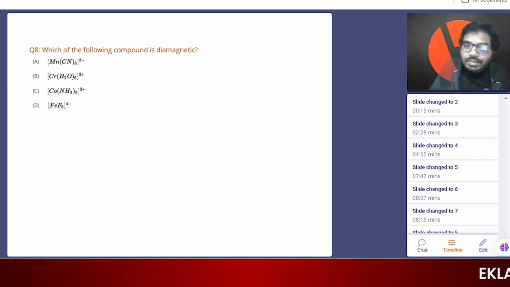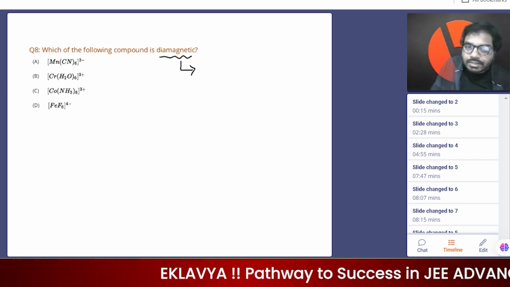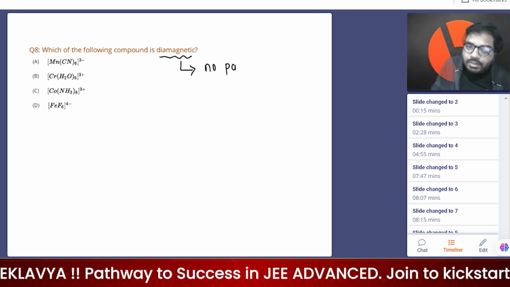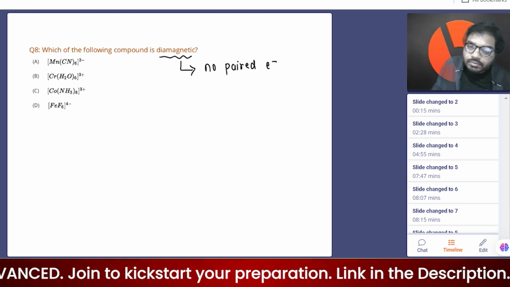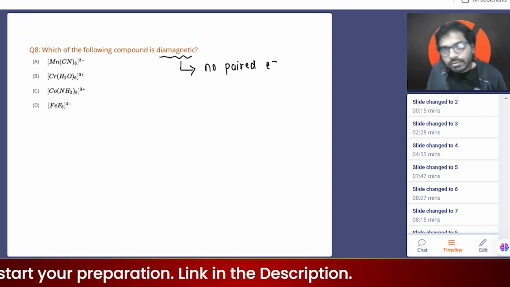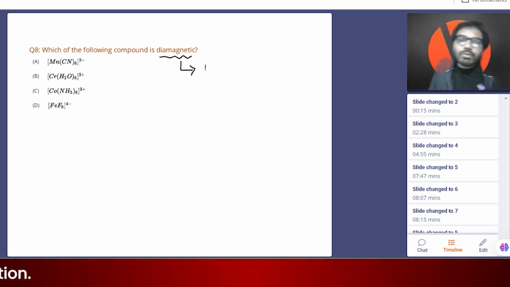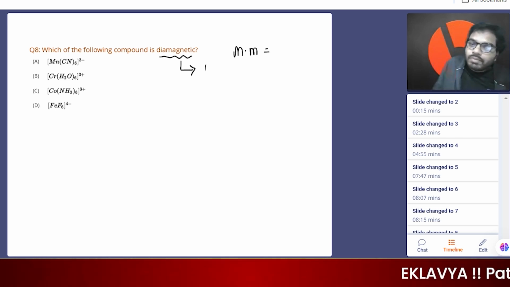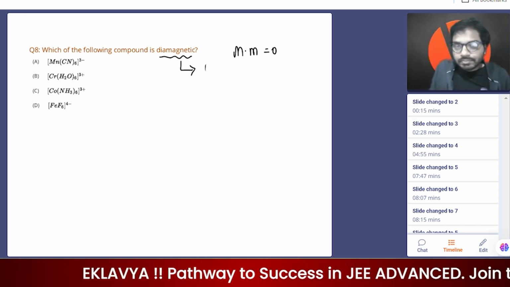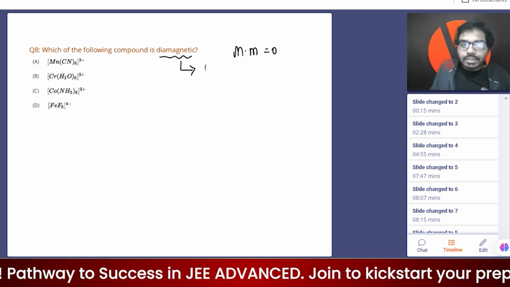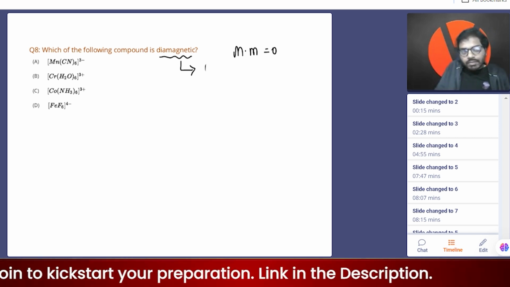So moving to the next question here, which of the following compounds is diamagnetic? What they are asking is diamagnetic, I mean, no unpaired electron. When there is no unpaired electron, all paired electrons are present, or we can say the magnetic moment is equal to 0. So we have to check that for diamagnetic. We will check one by one here.